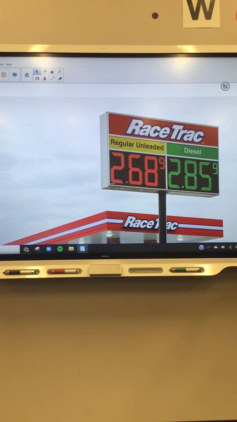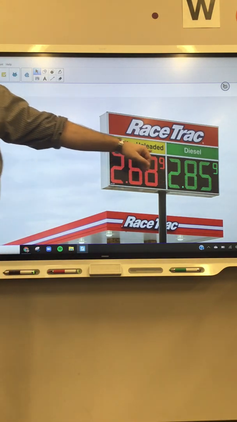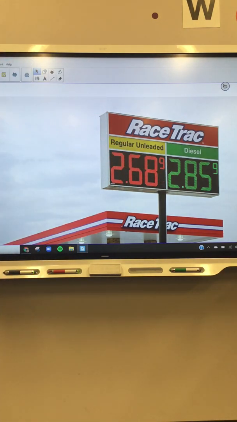$2.68. Wait a second, that's not all the numbers up there. Have you ever noticed there's some extra numbers up there? Where are they? I got a little 9 hanging out here in the corner. You know what that really means? What is it? Like squared or something?